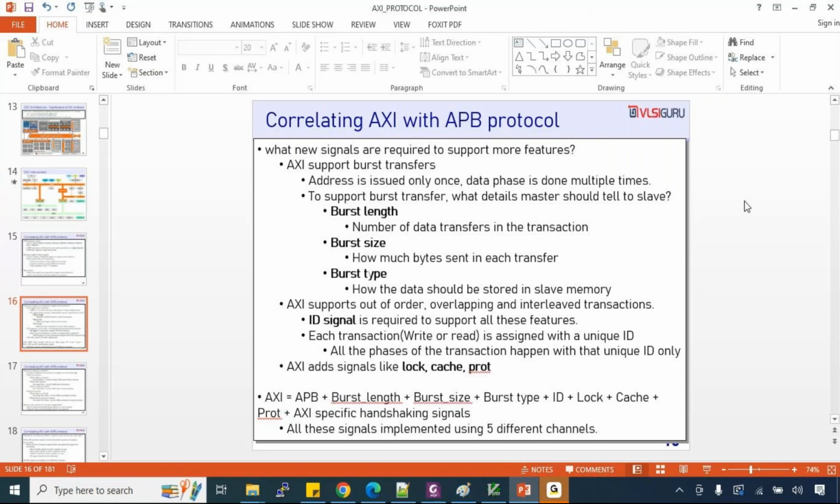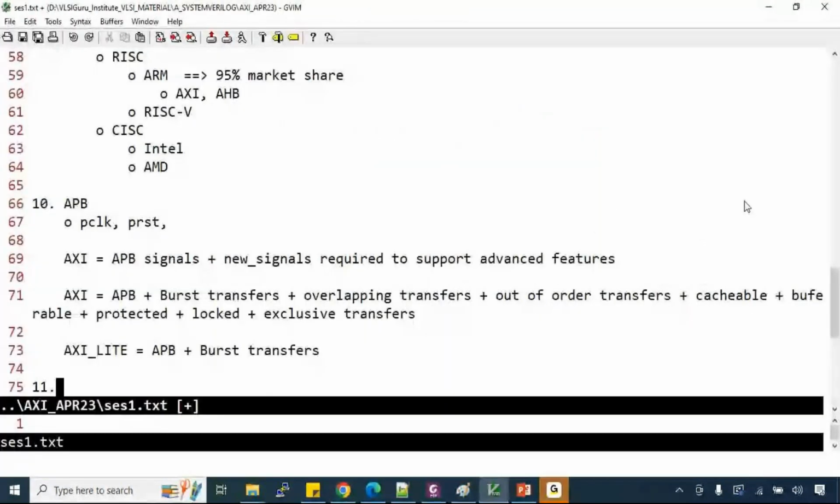Okay. So we were discussing how AXI correlates with respect to APB. I was telling you that AXI is APB plus all the new things. Here, actually speaking, I haven't listed many things. A few things I haven't listed: wrapping transactions, incrementing transactions. I don't want to complicate things. I just wrote it in simple terms. AXI is nothing but APB plus additional features.